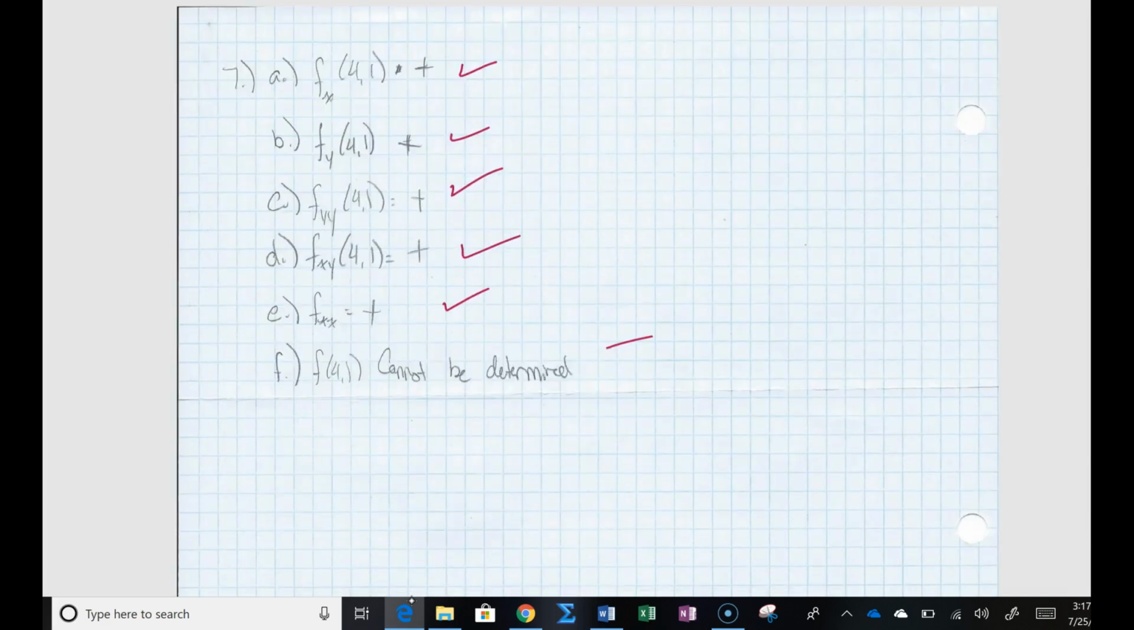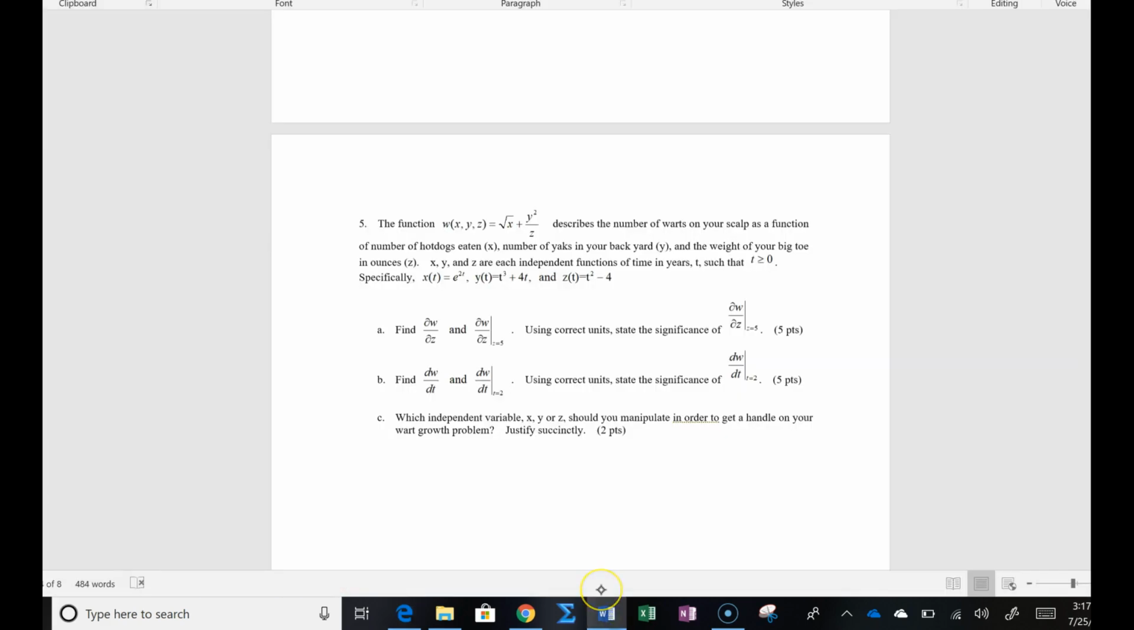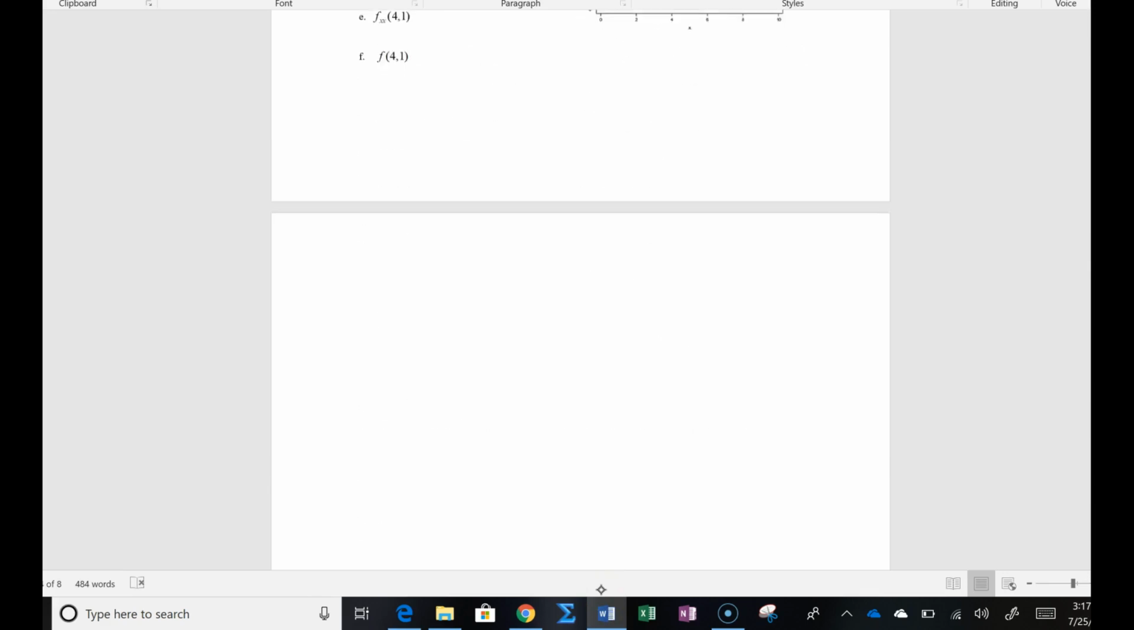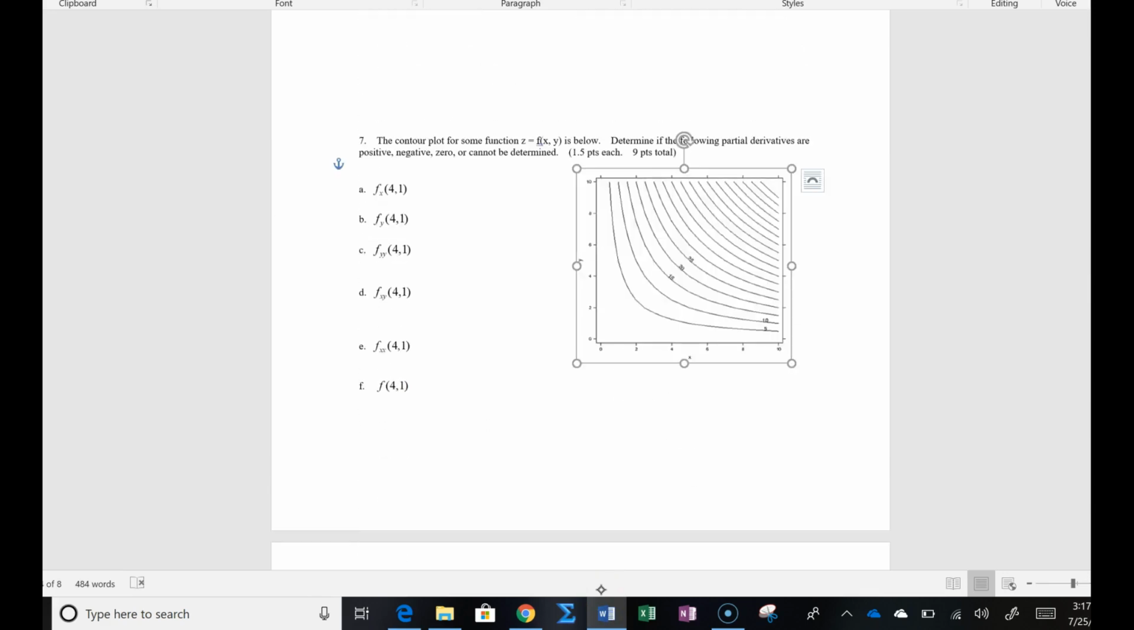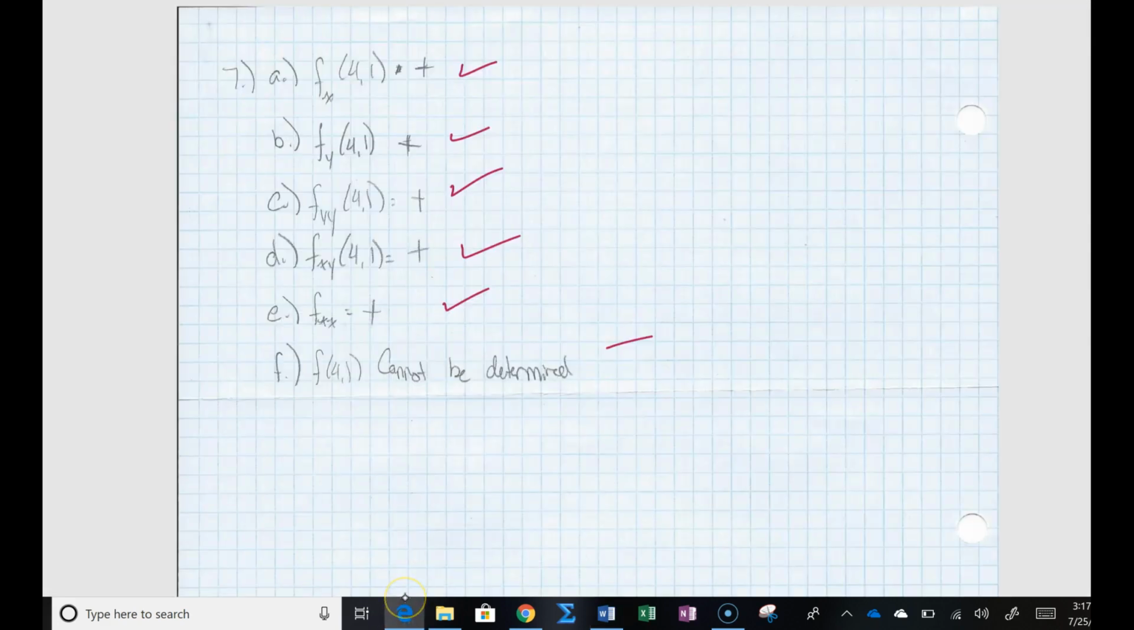And number 7, this was all correct. 7, if you recall, was looking at this contour plot, and you were asked to then determine the sign, or whether that it can be determined, of these partials and second partials and mixed partials, and you were all correct here.